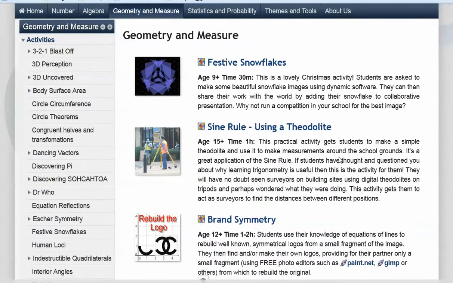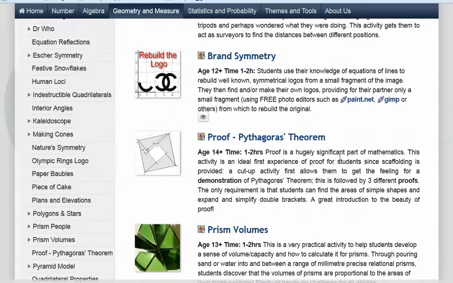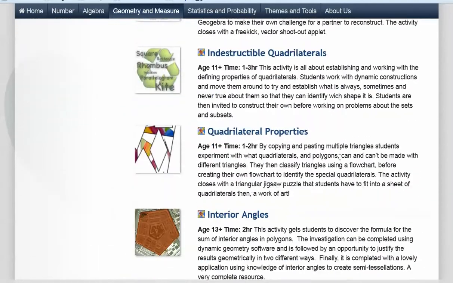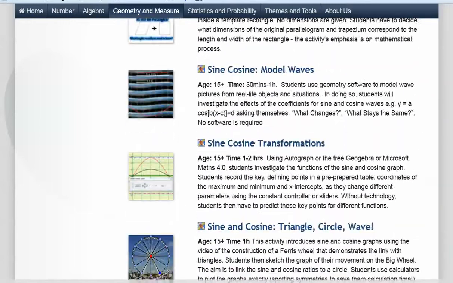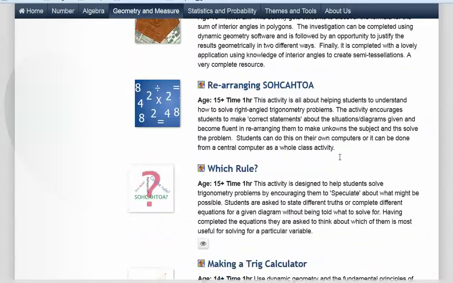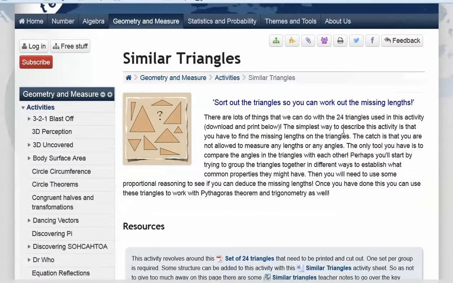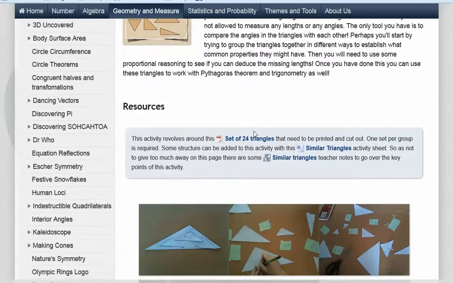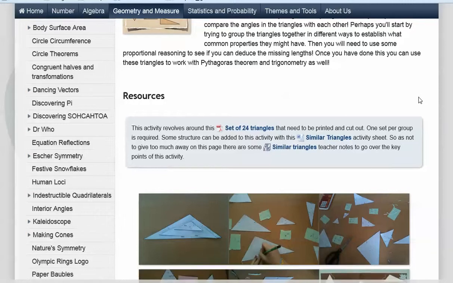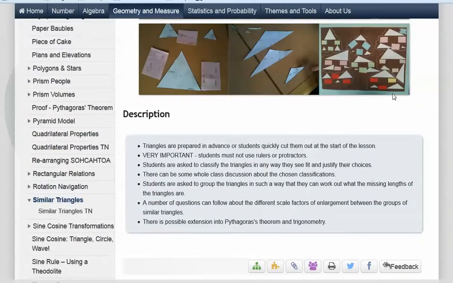And you can see that there are descriptions of activities with a little image, an idea of how long it might take, and the age group it might be appropriate for. And as we scroll down the page, you can see that there's a really, really long list of all of these activities. If I go to one in particular, like this one about similar triangles, this is one style of activity. This is very much a hands-on practical activity where you can download a set of 24 triangles and some exercises that students have to do with those that really get you to think about what similar triangles means and really explore the links between them to build some profound understanding.